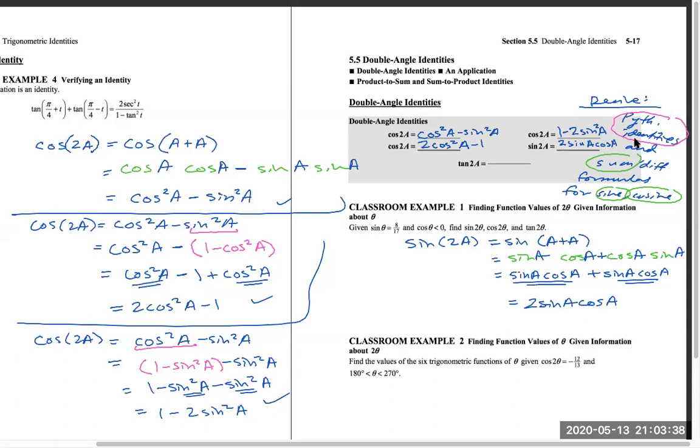And then tangent, typically you'll just want to use a ratio. So remember, one way you can do this is just sine 2a over cosine 2a. But the formal equation that your book gives you is 2 tangent a over 1 minus tangent squared a.